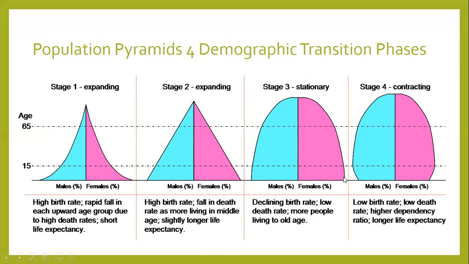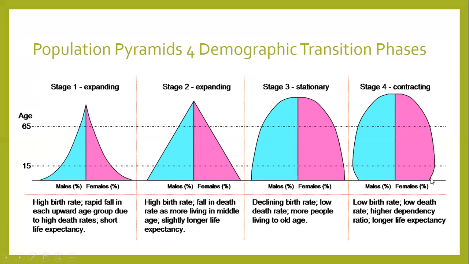Stationary. Do you see how basically if you're born, you're going to live, and only up around after 65 do you see that decline until everyone is dead at, let's say, 110? Declining birth rate, low death rate, more people living to old age.